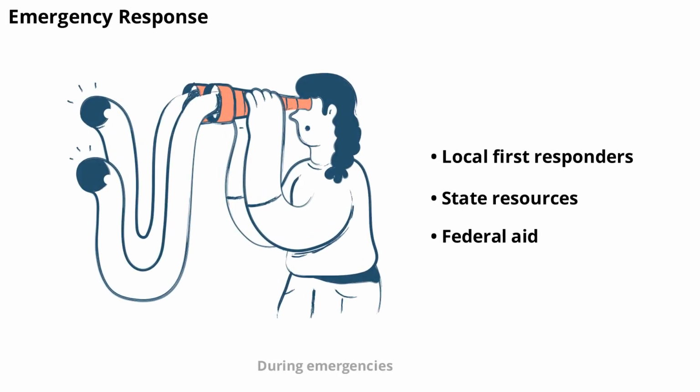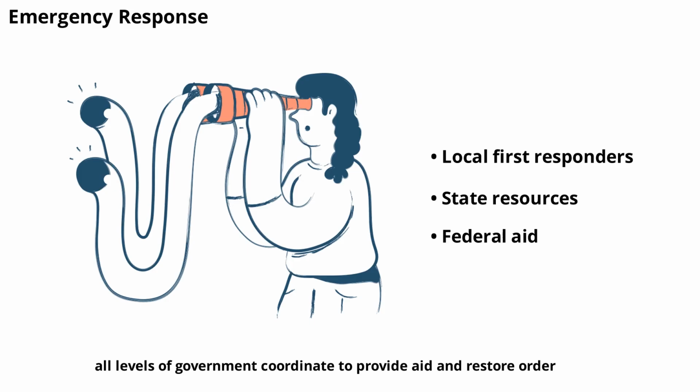During emergencies, all levels of government coordinate to provide aid and restore order. Local responders are first on the scene, states provide additional resources, and the federal government steps in for large-scale disasters. This teamwork ensures a quick and effective response to crises.